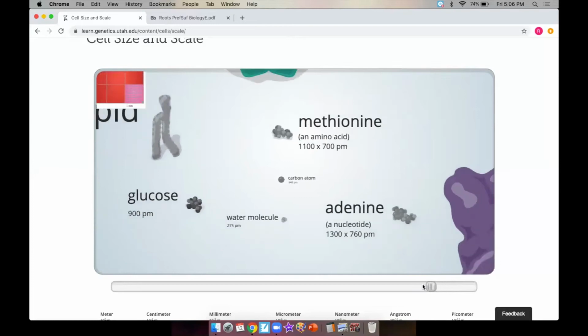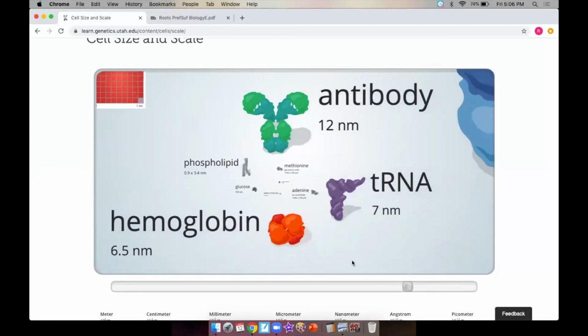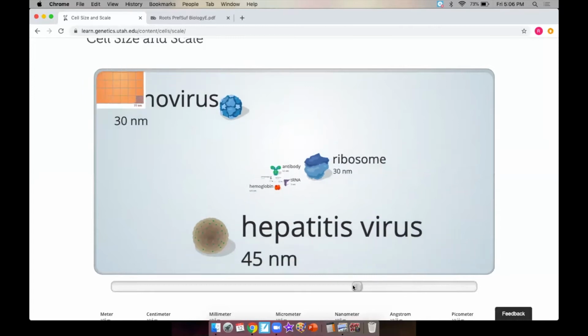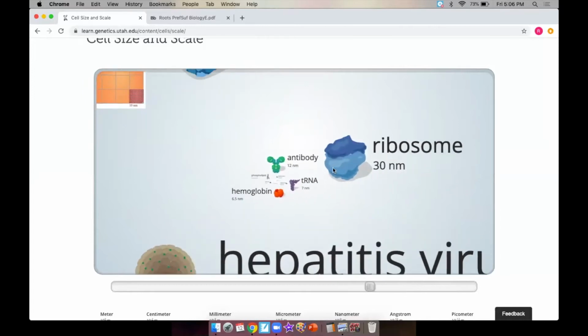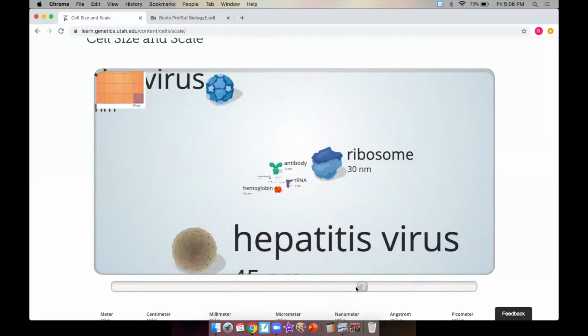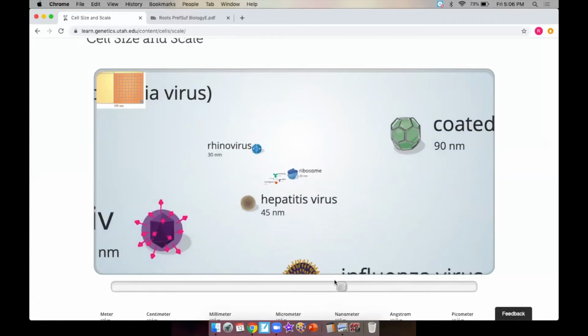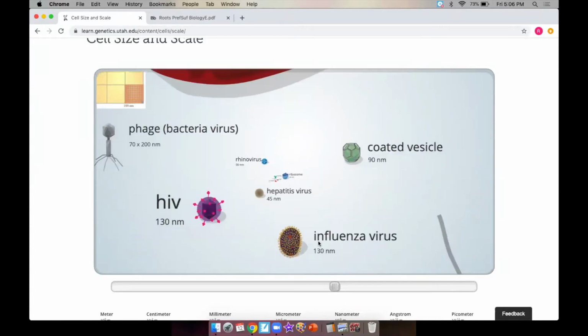Zooming out a bit more, if you get a bunch of molecules together, you can actually make bigger molecules to do very important specific jobs. So tRNA, hemoglobin, antibodies, all things that we covered in either biology or anatomy, these are all molecules made up of even smaller molecules. And then zooming out a little bit more, now we're going into things that we call organelles, ribosomes, so we will talk all about them. And then we get to things you've probably heard of before, viruses. Rhinovirus, hepatitis, HIV, the flu. Those are all made out of those bigger molecules.